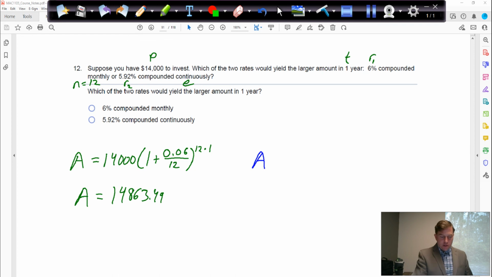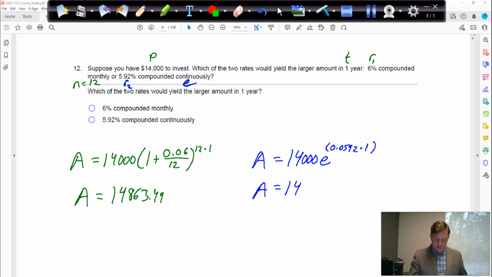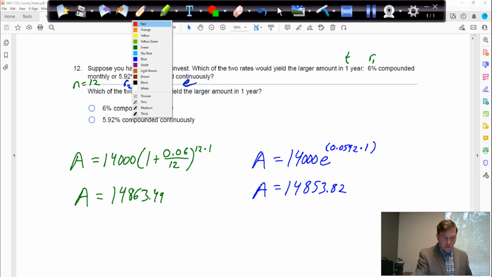The second one, let's actually use color for this, R2, this uses E. Same principle, 14,000, but now it's times the E key raised to the 0.0592. So notice, smaller interest rate, but they're compounding more often. So which is going to win? The slightly smaller interest rate, which would hurt our money, but they're compounding it more often, which would help our money, times 1 year. And the future amount for this scenario is $14,853.82. And you'll notice that the green one is about $10 more. So the winner would be this one.